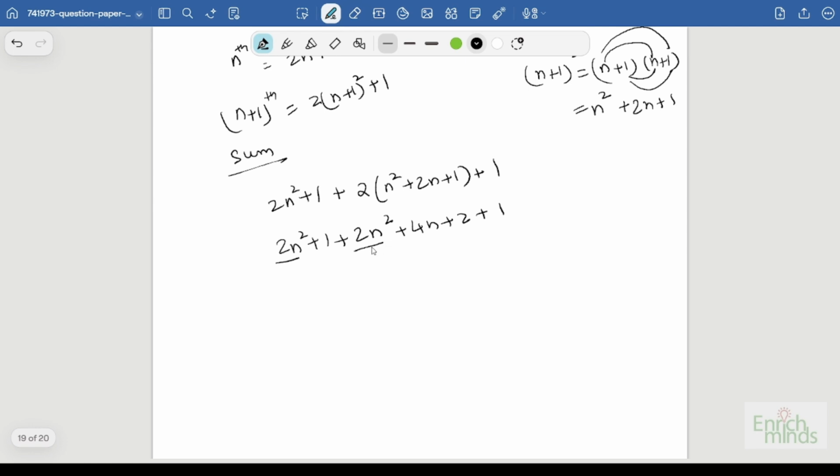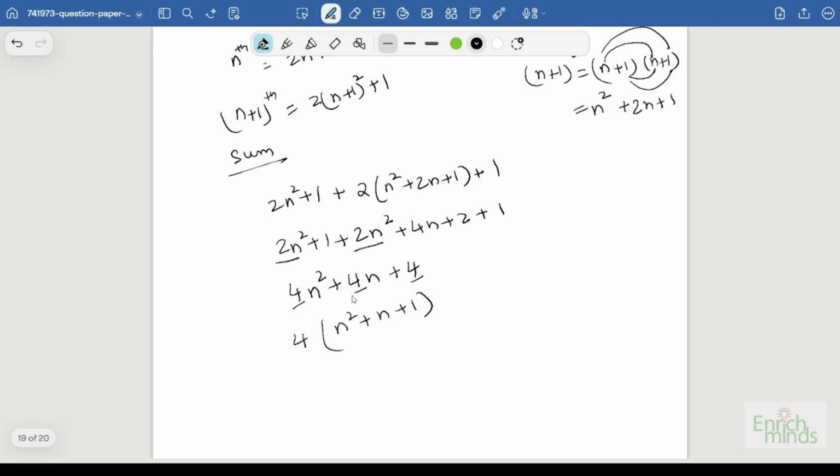Now collecting the like terms, we have 2n squared plus 2n squared, which is 4n squared. There is only a single n term, which is 4n, and then the constants are 1, 2, 3, 4, so you have 4 as a constant. This is the final sum we are getting when we add the nth and the n plus 1th term. Now I can factorize this. I can see there is this number 4 in every term, so I can take it out as a common factor. So 4 is the common factor: 4 times (n squared plus n plus 1).